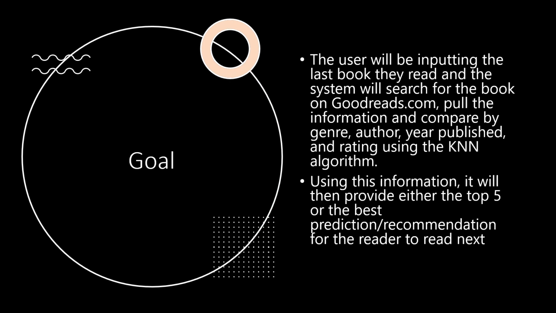Now, my goal for my system was to input the last book the user read and try to search through a data set pulled off Goodreads and compare the information such as genre, author, years published, and the rating, trying to use the KNN algorithm. With this information, it would then provide the top 5 or the best prediction recommendation that the reader should read next.